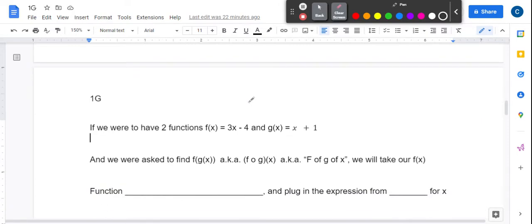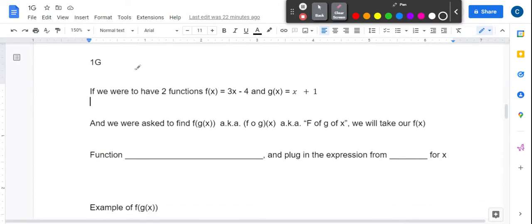I want to come down here to where we have these two functions. f of x is 3x minus 4. g of x is x plus 1. Now, there's a couple different ways these are represented, I should say. Let's say we have this f of g of x, which could also be f with a little circle and a g in parentheses of x, also known as f of g of x.